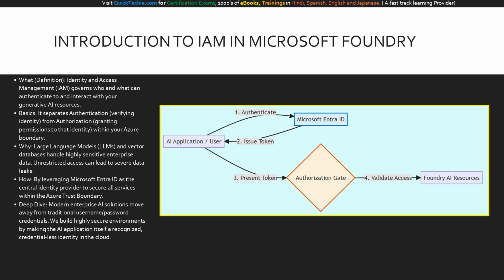Take a look at this flowchart mapping the modern IAM request lifecycle. On the left, our AI application or user initiates a request. Step 1 shows this entity authenticating against Microsoft Entra ID. Once verified, Entra ID issues a secure token in Step 2. In Step 3, the application presents this token to the authorization gate of our target resource. This gate checks the permissions assigned to the token. Only if the validation in Step 4 passes does the application finally gain access to the Foundry AI resources. This separation of authentication and authorization is the bedrock of cloud security.